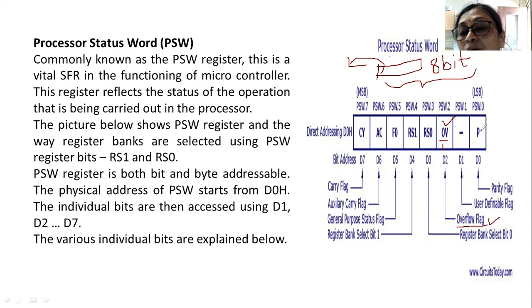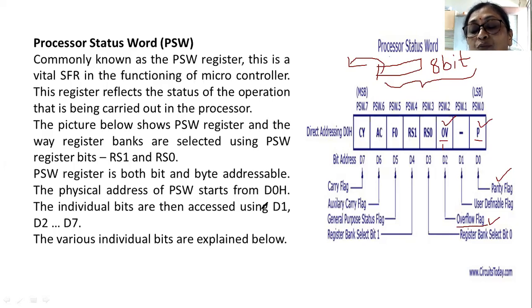Okay. So now let us study the last bit of the program status word, and that last bit is indicated by P. The meaning of P is parity. All of you have studied parity. Parity is generally used for error detection and error correction. Parity is of two types: odd parity and even parity.